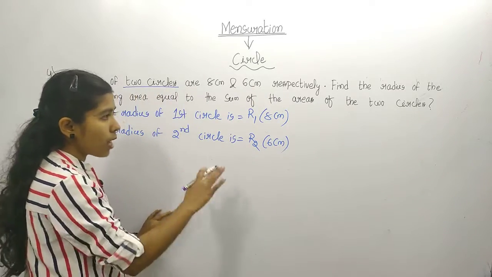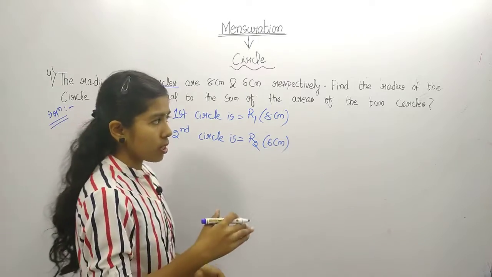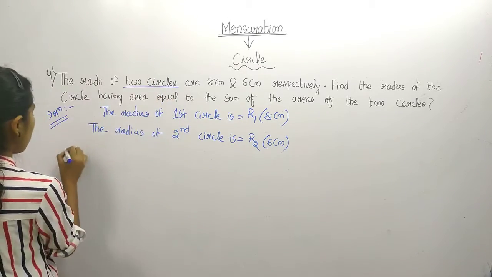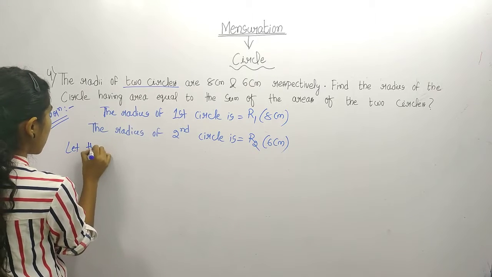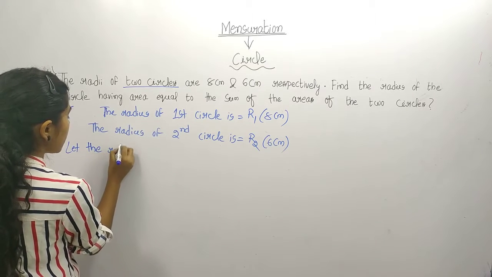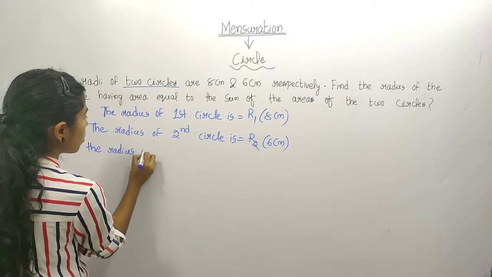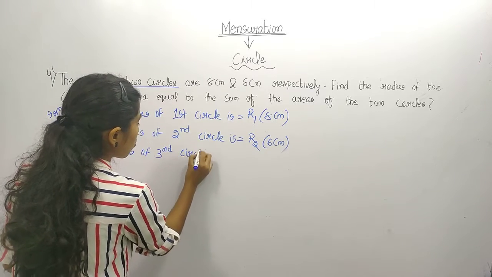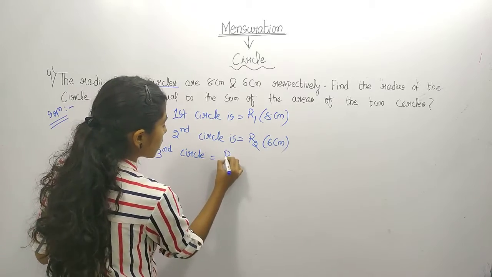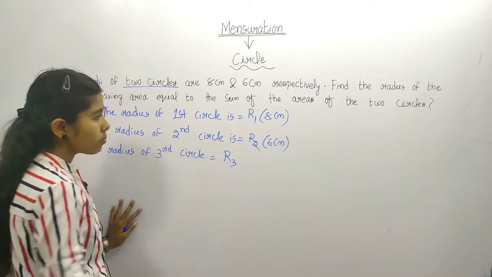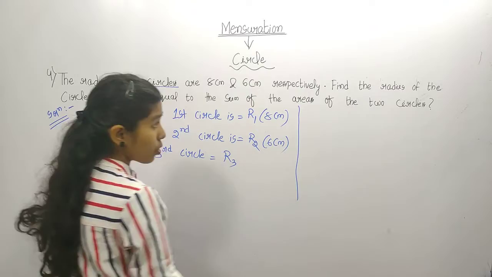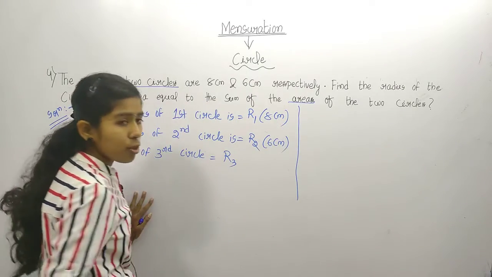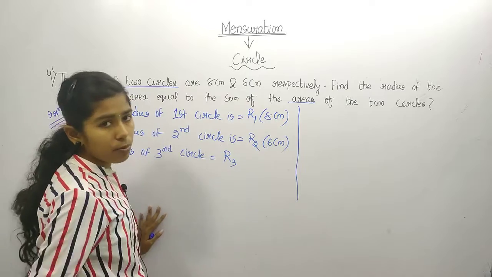But you have to find the radius of the third circle. We don't know the radius of the third circle now. What will we take? Let the radius of the third circle be r3. Okay. Now here circumference is not given. Here you see area is given.